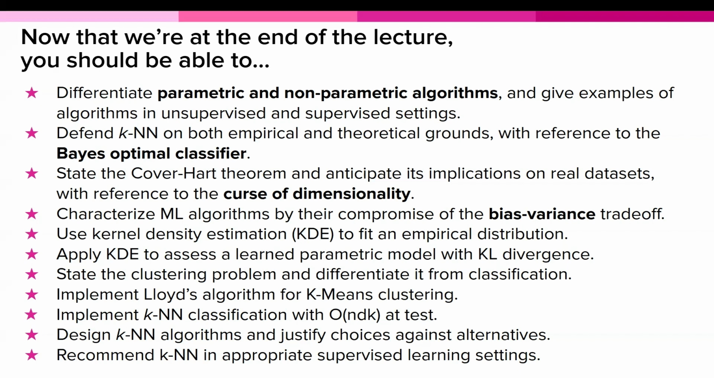We also covered those theoretical guarantees, and you should be able to state the Cover-Hart theorem and understand its implications on real data. Importantly, you really want to be aware of how the theorem connects to what we talked about, the curse of dimensionality. That's a critical factor that causes problems for algorithms like KNN in high dimensional spaces, at least insofar as we're working with that Euclidean distance metric.